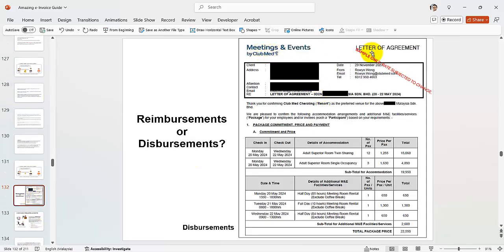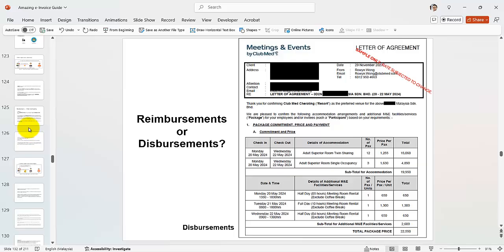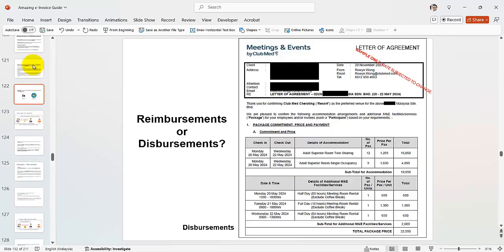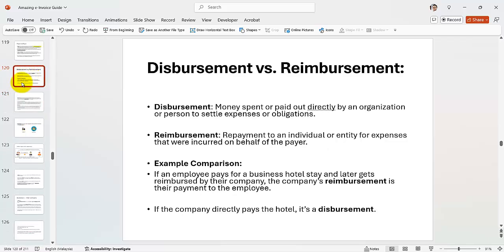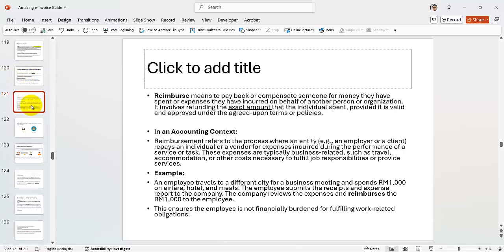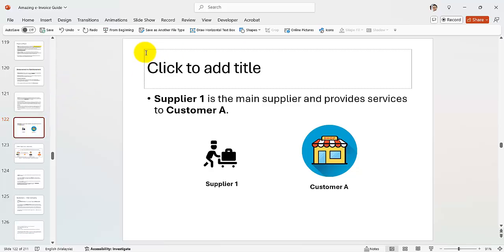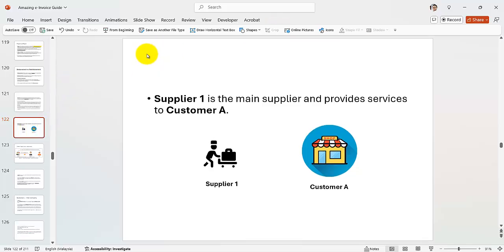So just to show you one example, see this here. This amount of 22,000 is paid directly by the client to that party. So in that case, we can't follow up with the money. So let's see here. That is reimbursement, and you can see there's a sample here. Reimbursement means you pay back. Now here we have an example where supplier one is the main supplier and provides services to customer A.